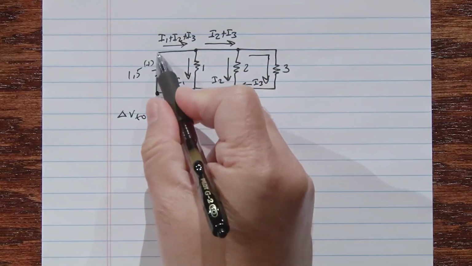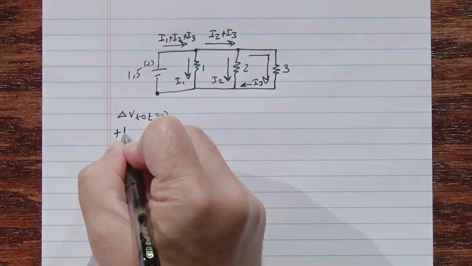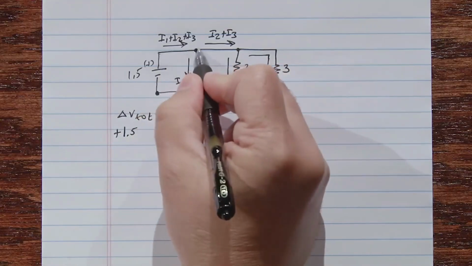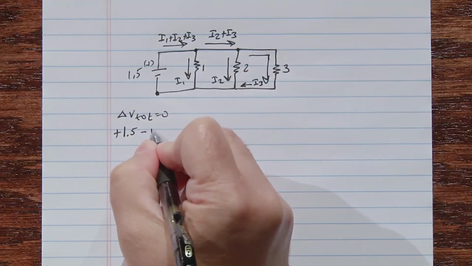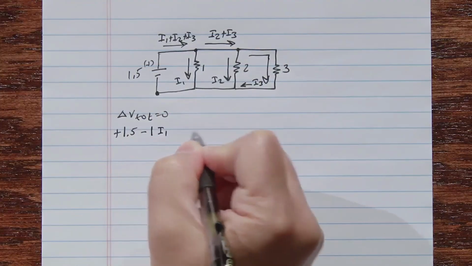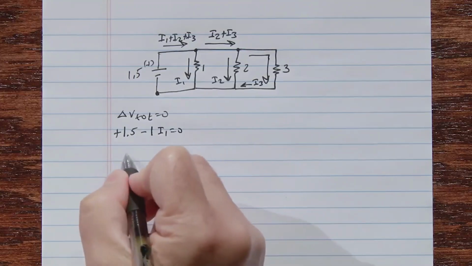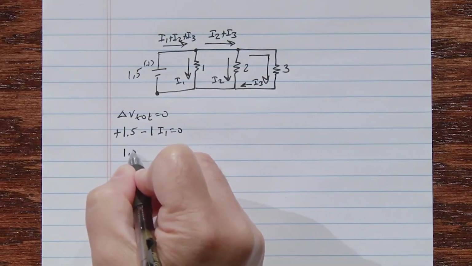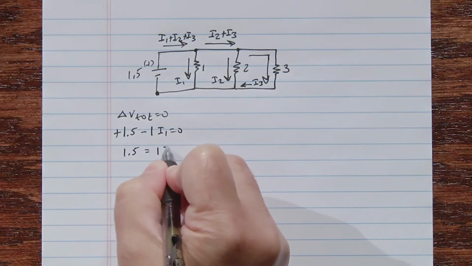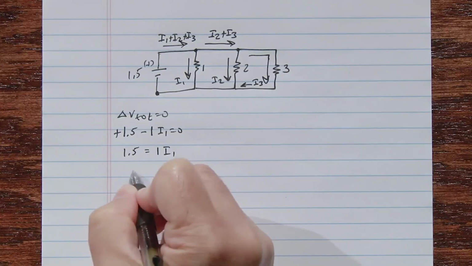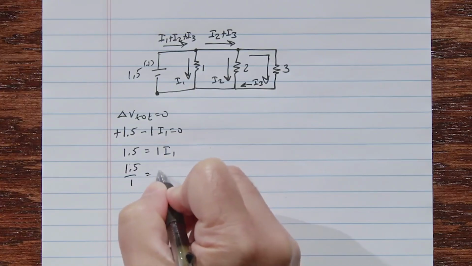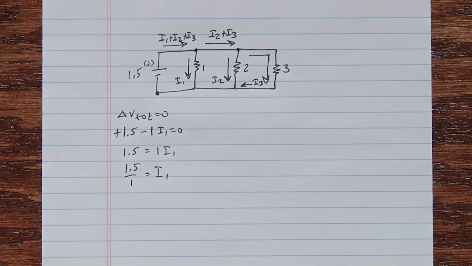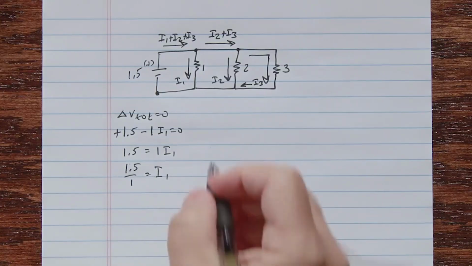So in the first case, I've got plus 1.5, and then minus 1 I1 is equal to 0. That tells me that 1.5 is equal to 1 I1, or 1.5 divided by 1 is equal to I1. And I'm going to leave that divided by 1 there to make clear what's going to come afterwards.